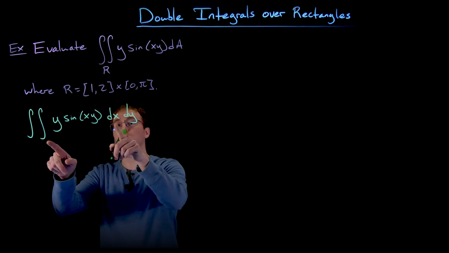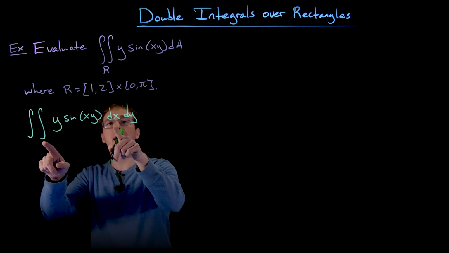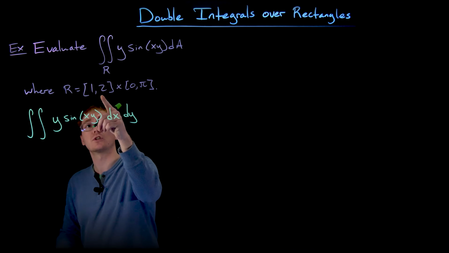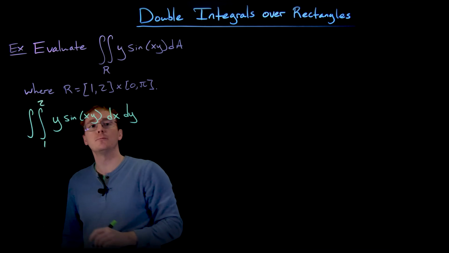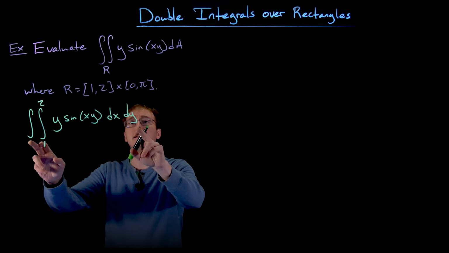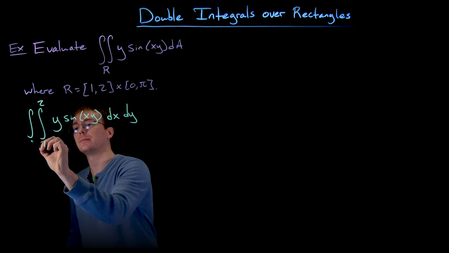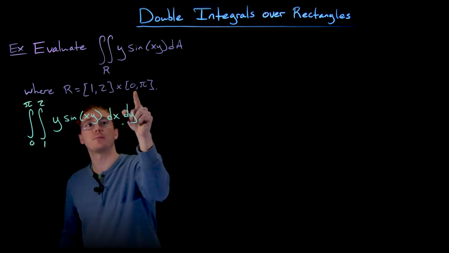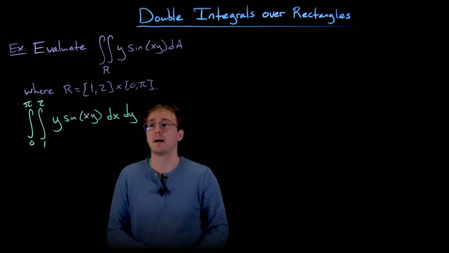Okay, so if we're integrating with respect to x first, then the inner integral has to have the limits of integration correspond to the x values from 1 to 2. And then our outer integral is with respect to y, so its limits of integration will have to correspond to those y values from 0 to pi.